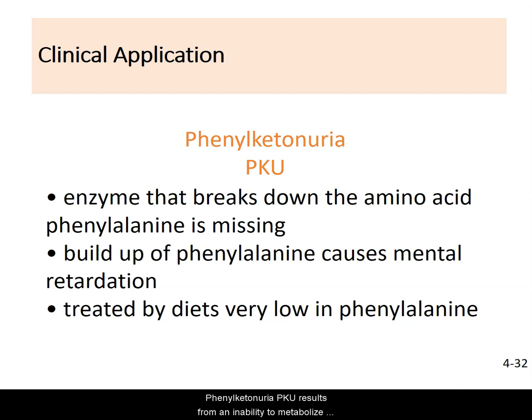Phenylketonuria, PKU, results from an inability to metabolize the amino acid phenylalanine. Now, this is one of those tests that newborns are given. There are several different tests that newborns are given, and hospitals will administer this test so that the parent will know right away that there's an issue, and a diet low in phenylalanine could prevent the mental retardation.